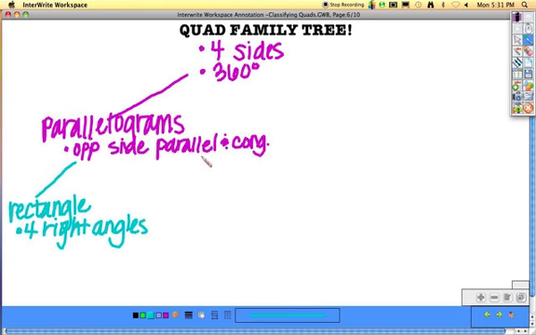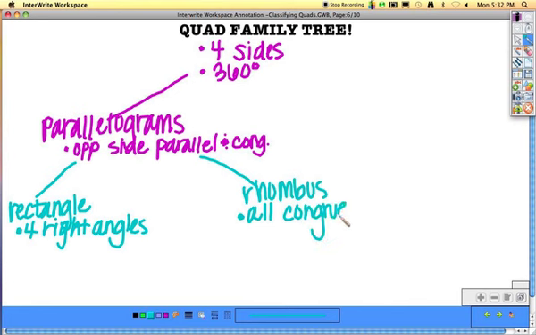And then off to the side over here, we have our rhombus. So a rhombus is a four-sided figure, so it's a quadrilateral. It has opposite sides that are parallel and congruent, so it's also a parallelogram. But the only thing you really have to have in order to be a rhombus is all congruent sides.